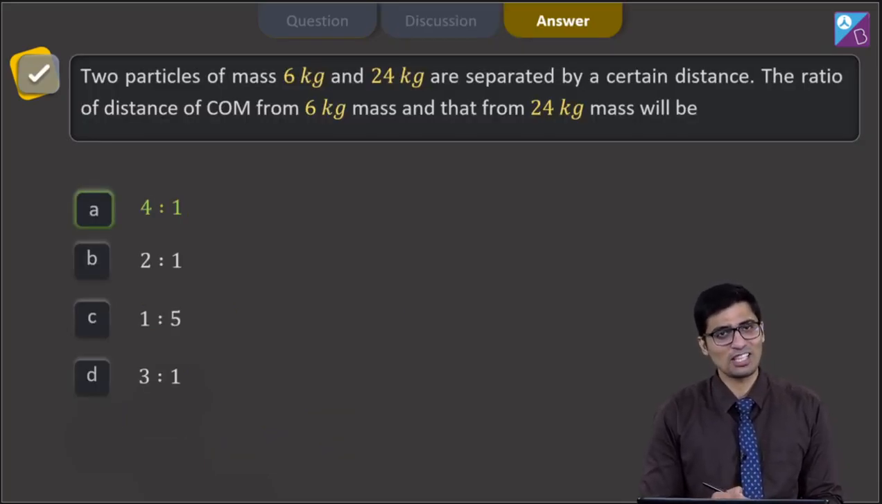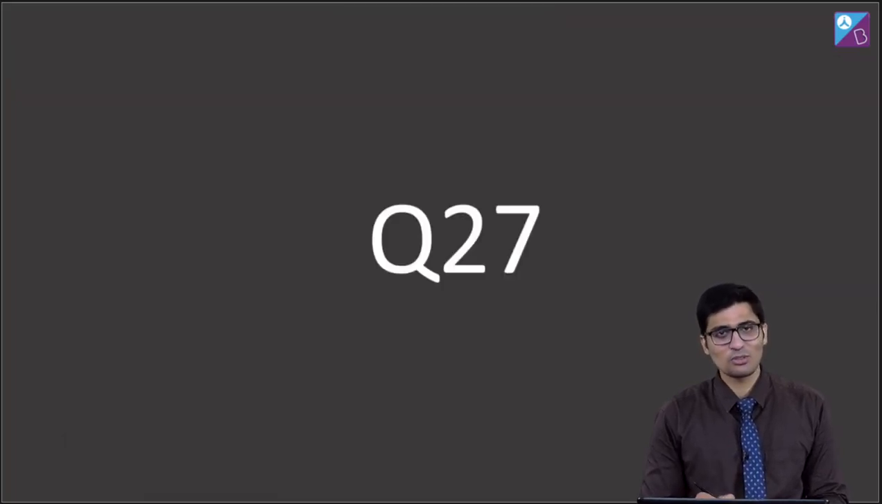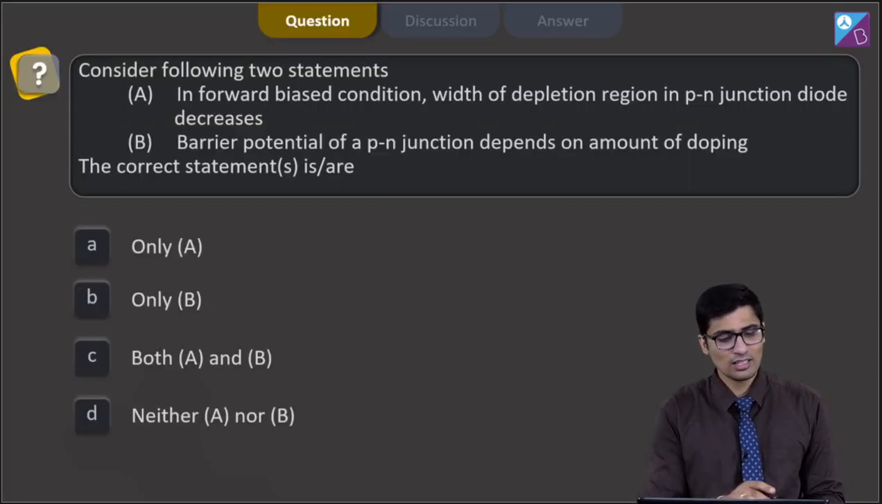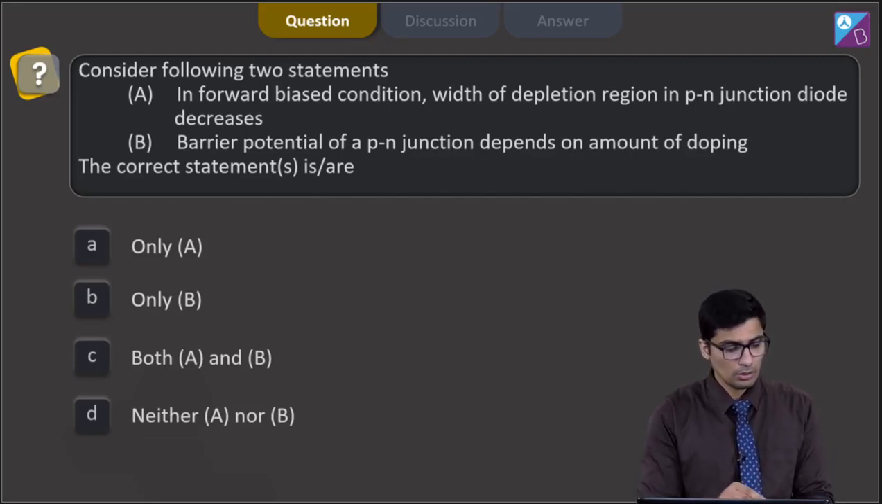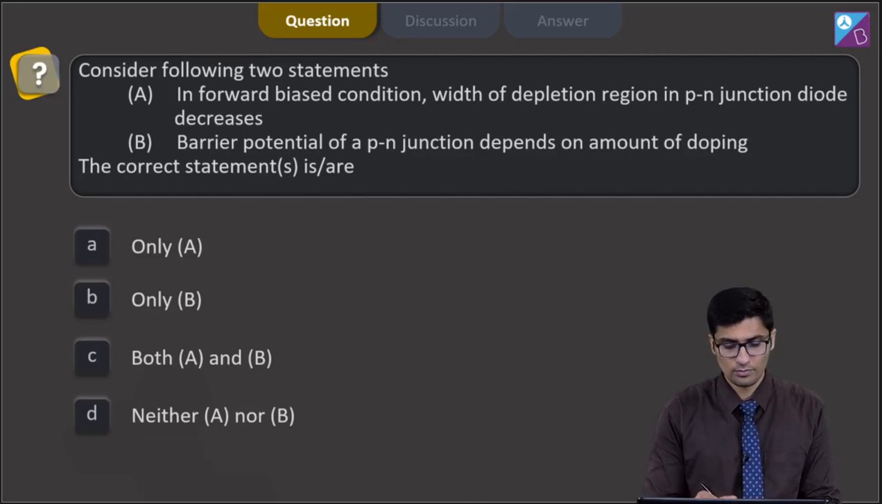Now, let us proceed to the next question. This is question 27. The question says, consider the following two statements. In the forward biased condition, width of the depletion region in a PN junction diode decreases, and the second statement which says barrier potential for PN junction depends on the amount of doping. The correct statements are only A, only B, both A and B, or neither A nor B.